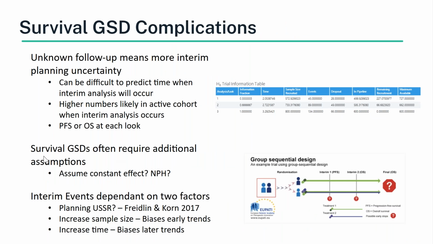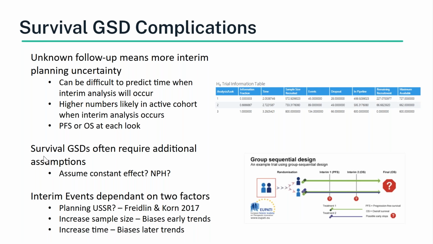So it can be quite difficult to plan your study when you don't know when your interim analyses are going to occur. So this may mean that using the group sequential methods, which are more flexible to deviations from the original plan, such as error spending, may be more appropriate for survival sequential trials.